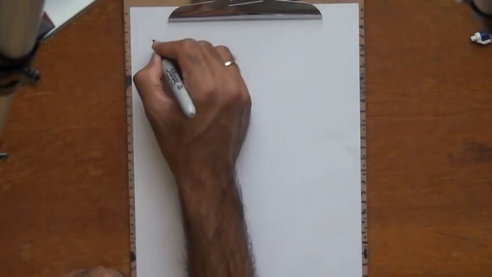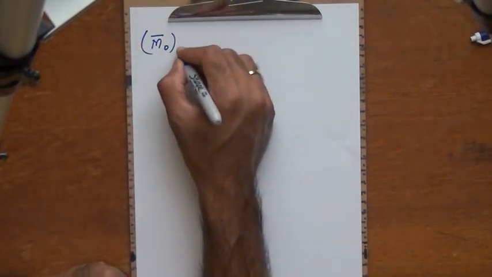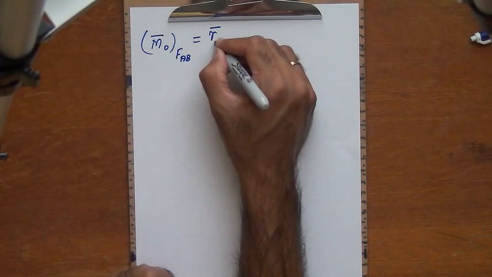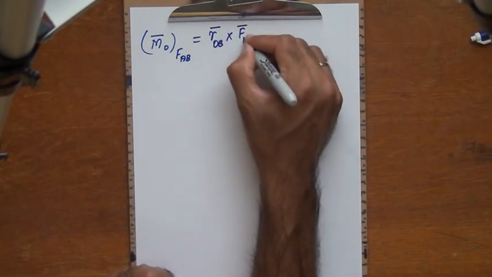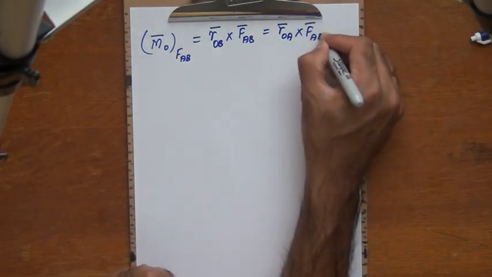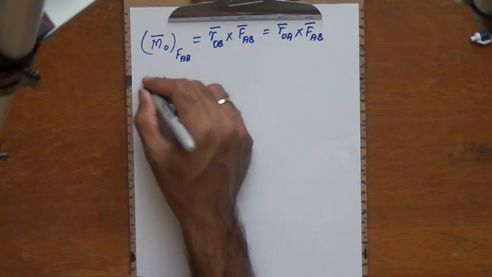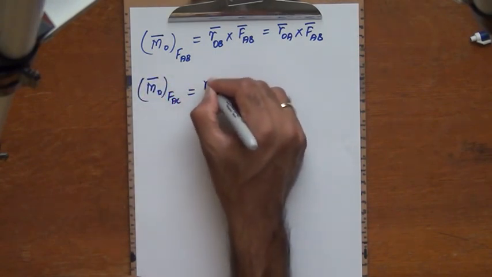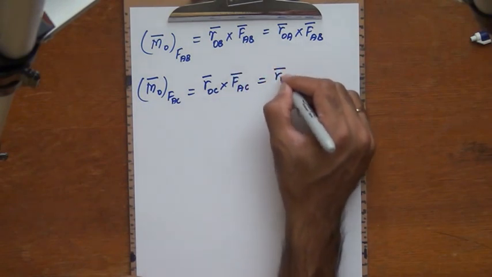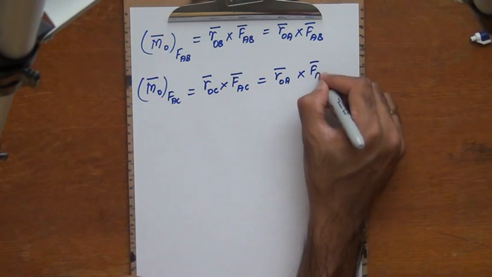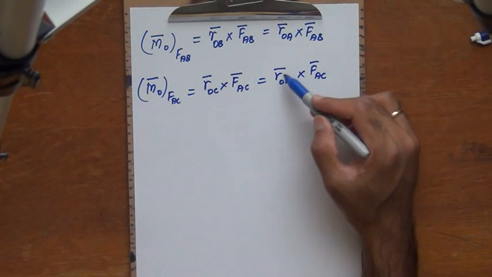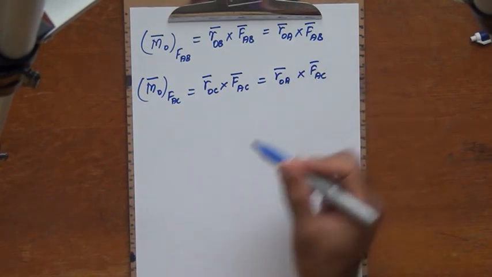So the moment about the point O due to the force FAB is ROB crossed with FAB, or ROA crossed with FAB. My second one, FAC, is ROC or ROA cross FAC. And you see that I can take the choice ROA cross FAB, ROA cross FAC, I can add them up and I get the resultant moment.